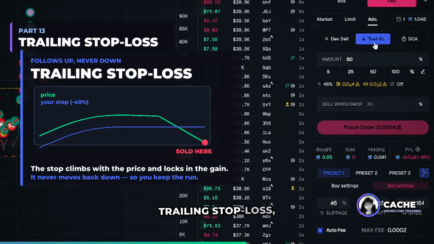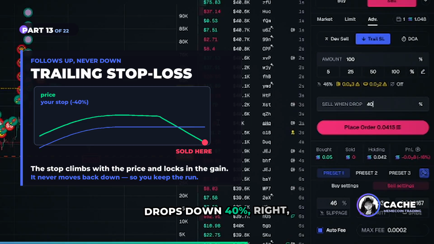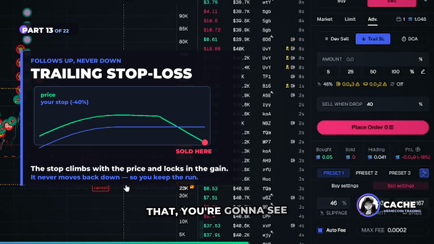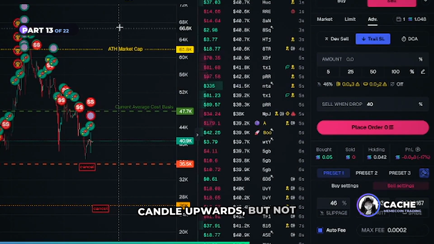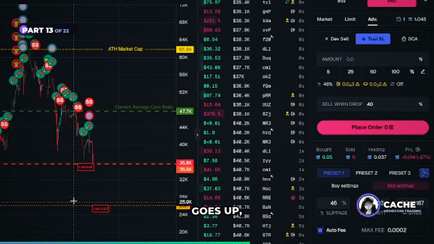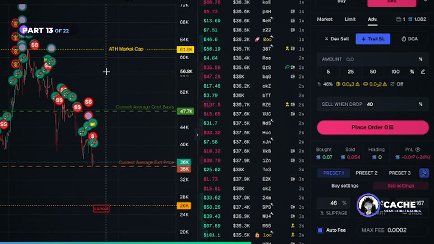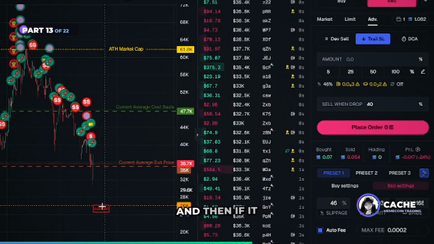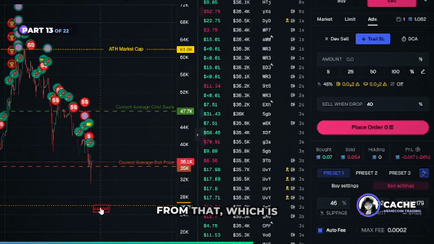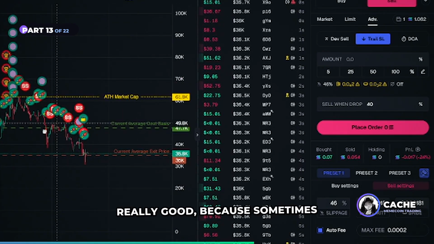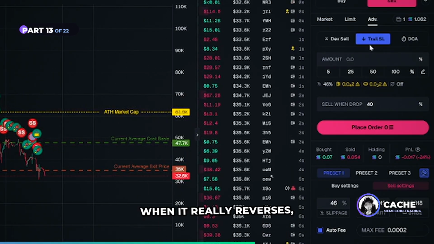As well, you can do a trailing stop loss. So like, let's say I want to sell 100% if it drops down 40%, right? So let's click on that. You're going to see that this bar, it will slowly start following that upwards, but not downwards. So if it goes up, okay, it just sold me. But let's say if it went up, it would keep following it, and then if it went down, it would stay there. So you're only going to be able to lose 40% from that, which is really good because sometimes the coin will keep going up and it'll follow that, and then when it really reverses, then you can get out.